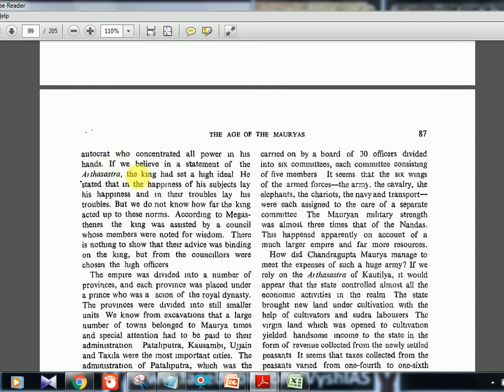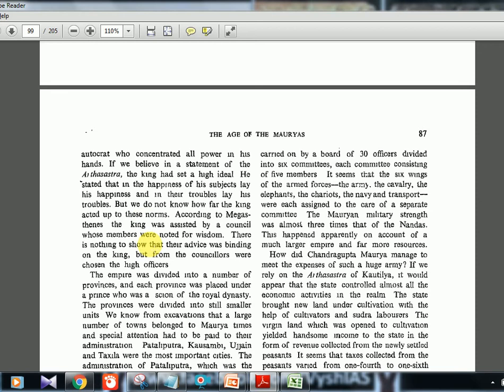If we believe a statement of the Arthashastra, the king had set a high ideal. He stated that in the happiness of his subjects lay his happiness, and in their troubles lay his troubles. So such a line is there in the Arthashastra, where he's like a people person. But we do not know how far the king acted upon these norms.